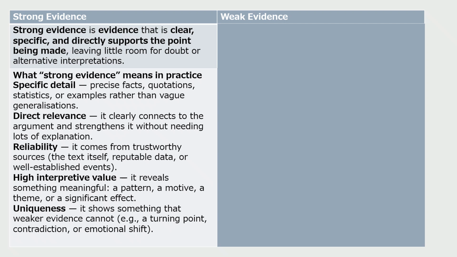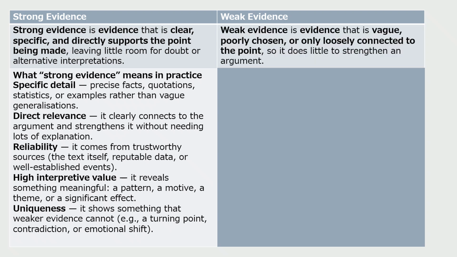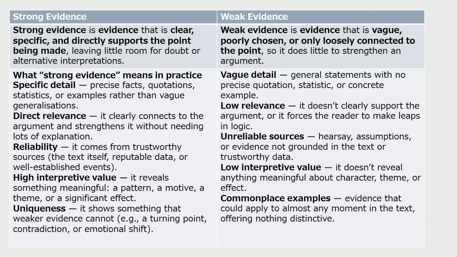Weak evidence, on the other hand, is evidence that is vague, poorly chosen, or only loosely connected to the point, so it does little to strengthen an argument. We might have vague detail, low relevance, unreliable resources, low interpretive value, and commonplace examples.